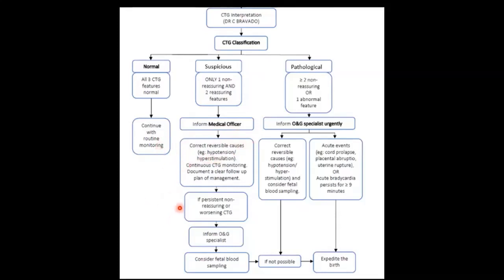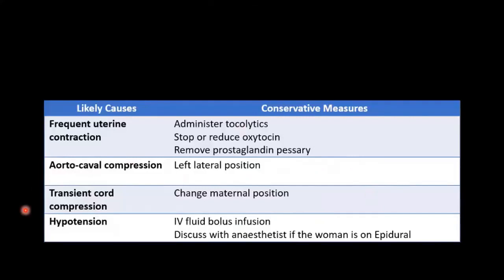Okay, then if the CTG is persistently non-reassuring or worsening, then you proceed next and see whether you need to do a fetal blood sampling or expedite the delivery. For pathological, it is more or less the same actually, but the process has to be a bit faster, especially if you have an acute event or fetal bradycardia. A decision has to be made within at most 9 minutes. You have to decide already how this baby should come out. All right, these are the reversible causes that I talked to you about earlier. So you need to look out for what the causes are.